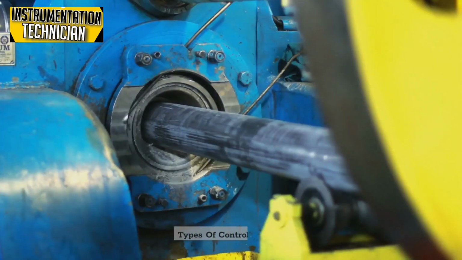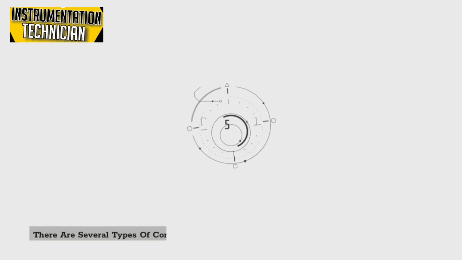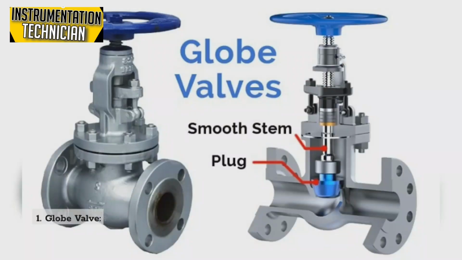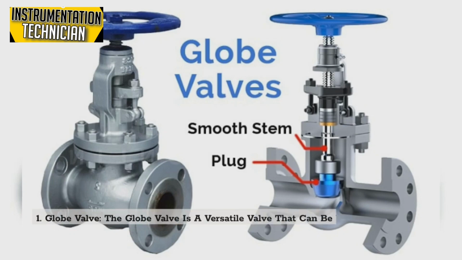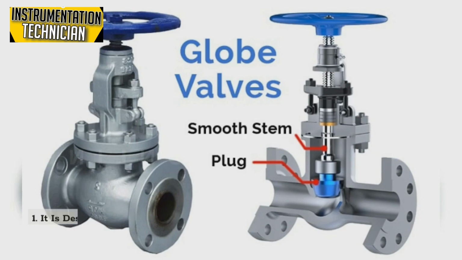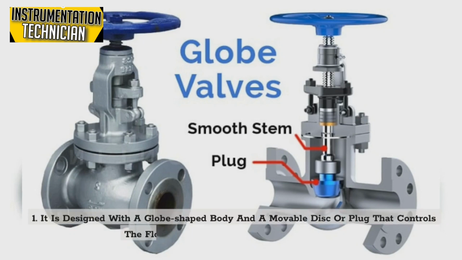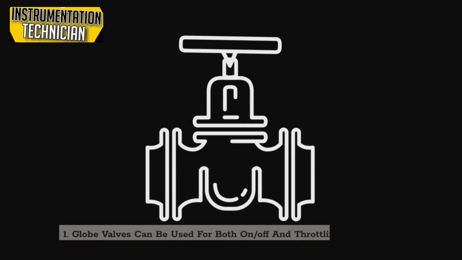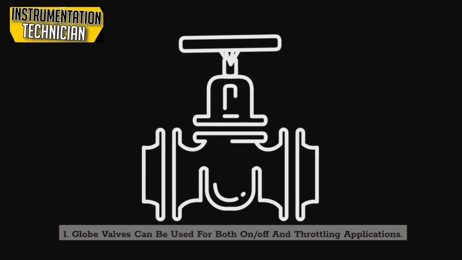Types of control valves. There are several types of control valves, each with its own specific design and application. Globe valve. The globe valve is a versatile valve that can be used in a variety of applications. It is designed with a globe-shaped body and a movable disc or plug that controls the flow of fluid or gas through the valve. Globe valves can be used for both on-off and throttling applications.